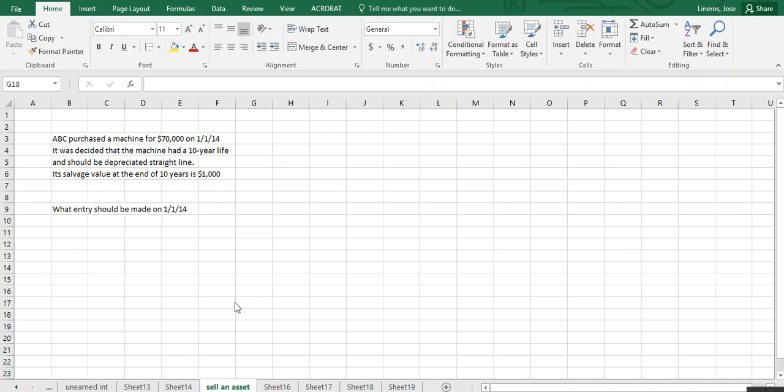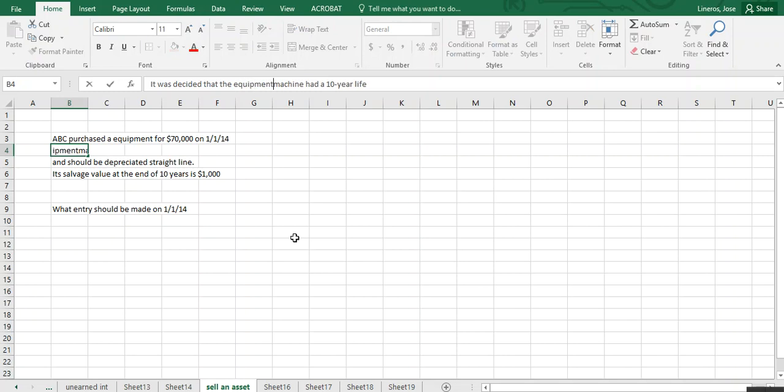Okay, let's go over selling assets. In this case, we're going to sell some equipment. Let's be specific here. Let's call this equipment. Okay, so we decided that this equipment, we were going to purchase it for $70,000. And we're doing this on January the 1st of 2014.